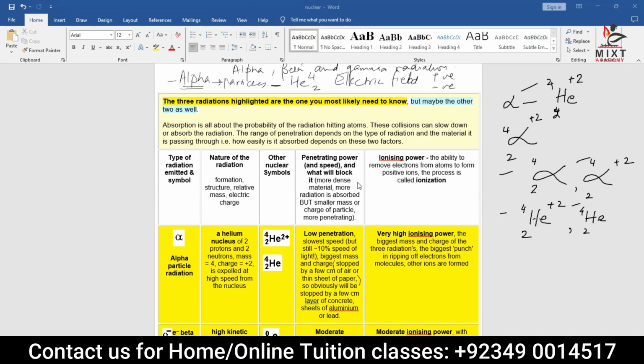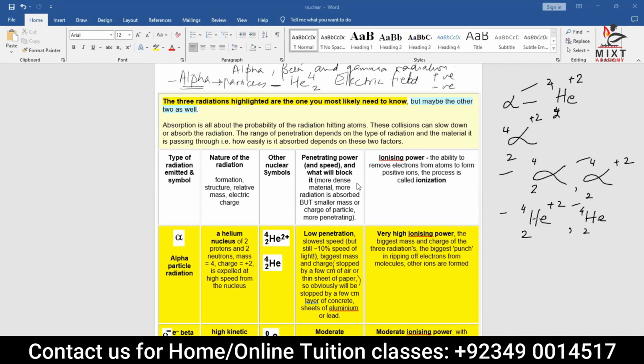Being the biggest mass and charge, they can be stopped by a few centimeter of air or thin sheet of paper. Alicia and Manur, any problem in that?